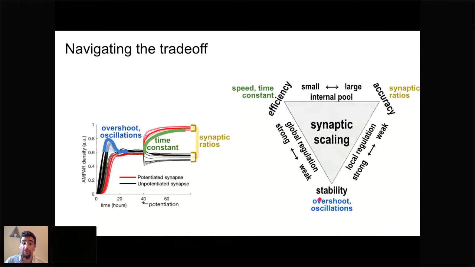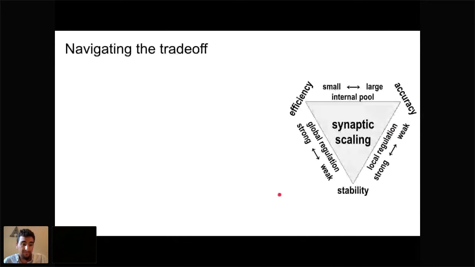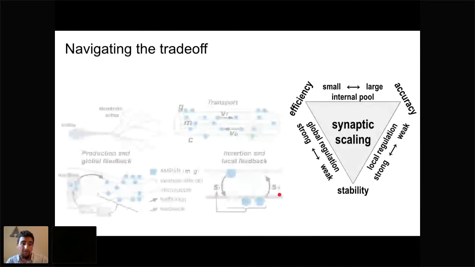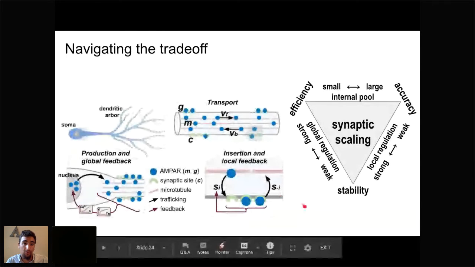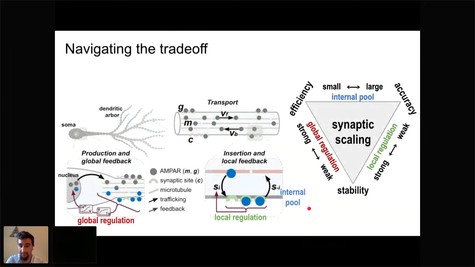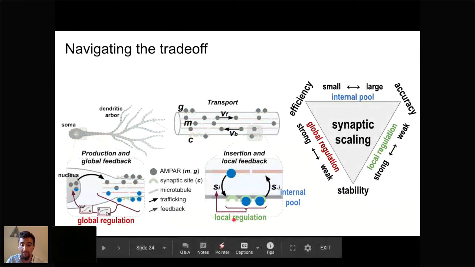So by now, we've seen all 3 trade-offs, and we've seen examples of how to navigate free parameters that navigate this trade-off. We have our model overview here, and by tweaking the global regulation, local regulation, and internal pool size, we can explore all possible scenarios for these three attributes. So these are where they fit in the model overview.